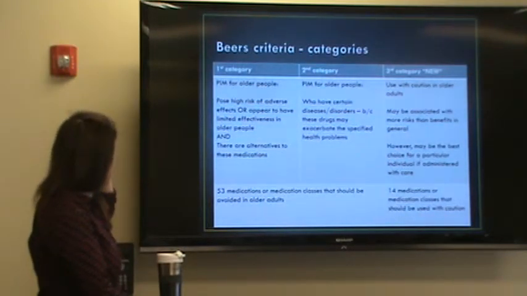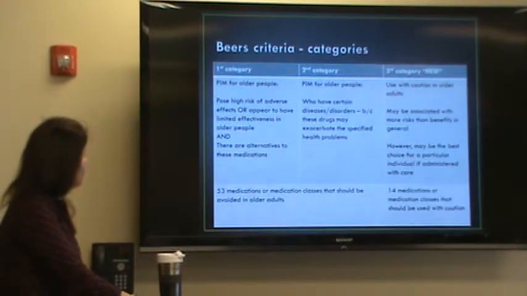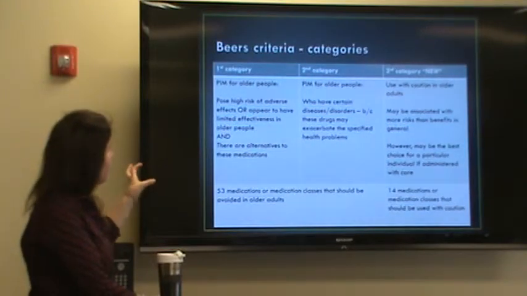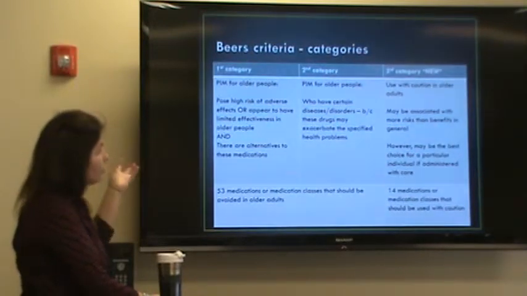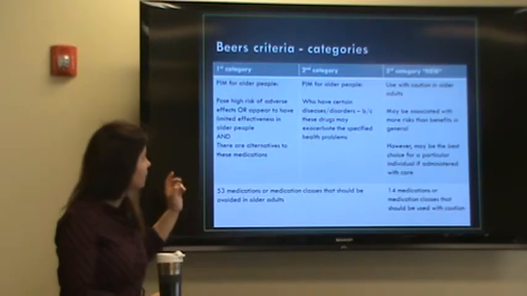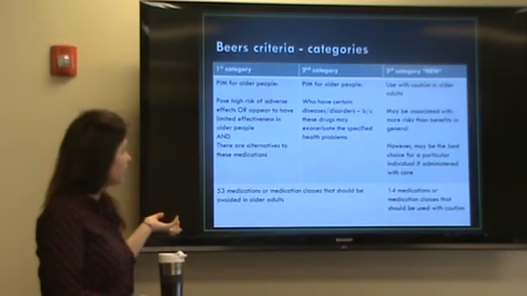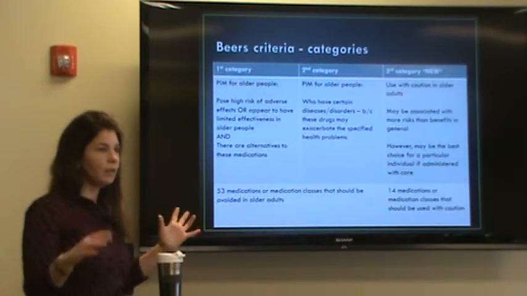The first category is medications that pose a high risk of adverse effects or appear to have limited effectiveness in older people, and there are alternatives. The second category is drugs for patients who have certain diseases, and those drugs should be avoided in those diseases. That's 50 medications. The third category is drugs to use with caution. You might have reasons to use these medications, but be careful if you do.